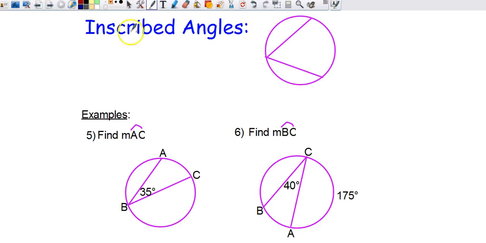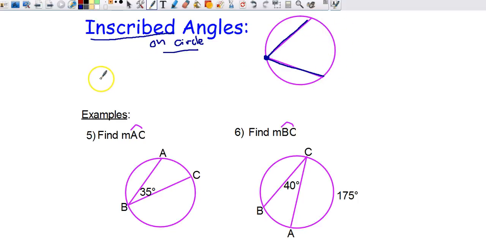The next type of angle we're going to talk about are called inscribed angles. Inscribed angles are angles that are on the circle. So this angle right here is considered an inscribed angle. The degree is actually going to be smaller than the arc. It turns out that that angle is actually half the arc degree.